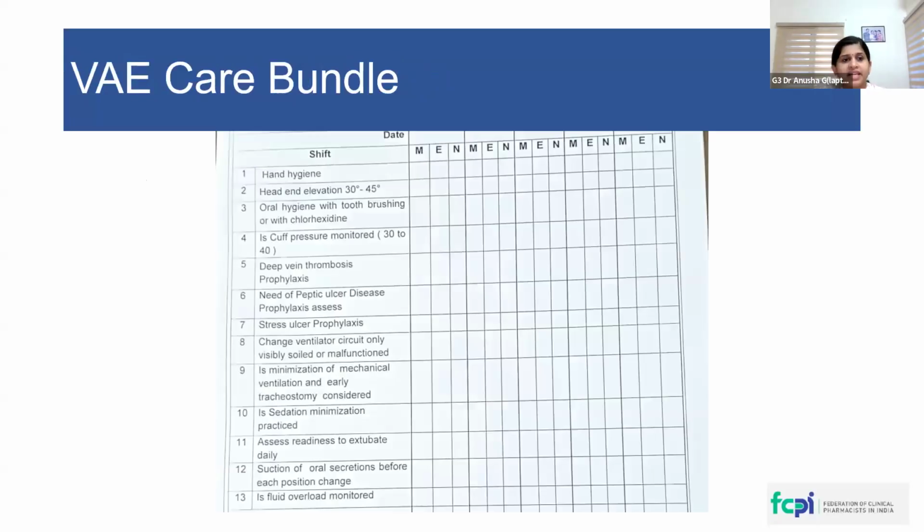Now, this is an example of a ventilator associated event or a VAP care bundle. Though IDSA says that stress ulcer prophylaxis is not required and cuff pressure is not required to be monitored, many of the hospitals still follow this. But it is better to be updated to the IDSA guidelines. If you see this care bundle, the first thing always is hand hygiene, head end elevation of 30 to 45 degrees, oral hygiene with toothbrushing. I said chlorhexidine is not advised by IDSA anymore, so please do not mention chlorhexidine. Cuff pressure monitoring is not required, so you can ignore point 4. Deep vein prophylaxis can be given. Peptic ulcer prophylaxis can be given, but stress ulcer prophylaxis is not required anymore.